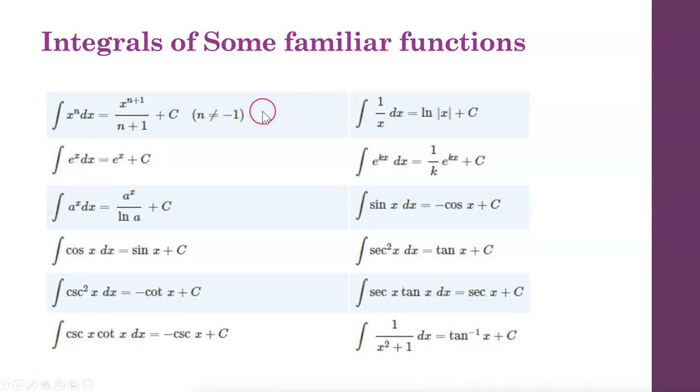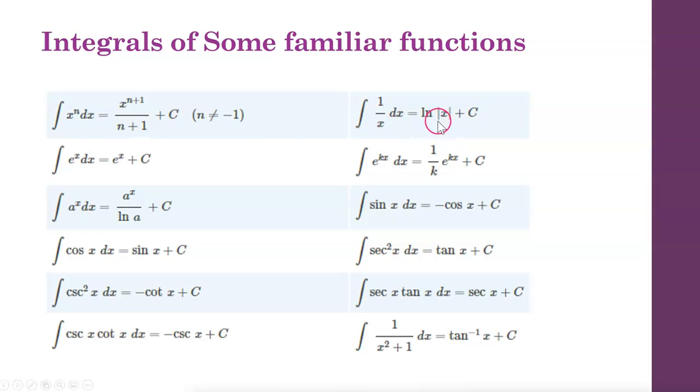And that also brings us to the formula when the power is -1, right? So if I had x to the -1, that's the same as having 1 over x. And we know that 1 over x is the derivative of a natural log function, right? And in this case, we have a natural log of an absolute value of x.